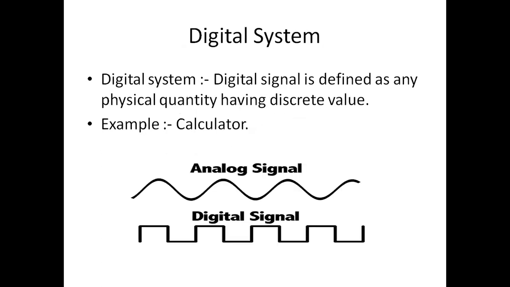Now you can see that a digital signal is defined as any physical quantity having a discrete value. In a digital system, we apply a digital signal that has only two values, high or low. Examples of digital systems are calculator, mobile, iPod. These are examples of digital systems.